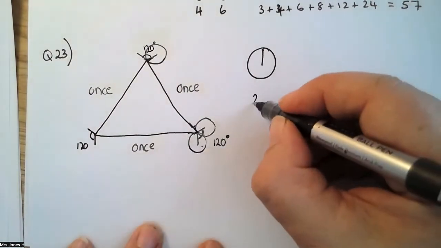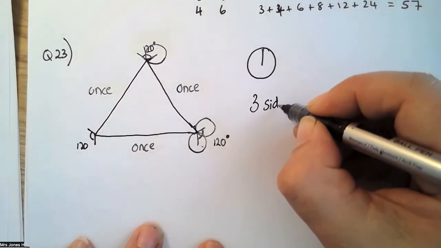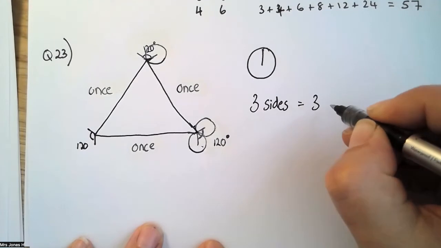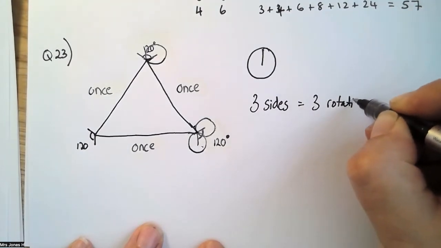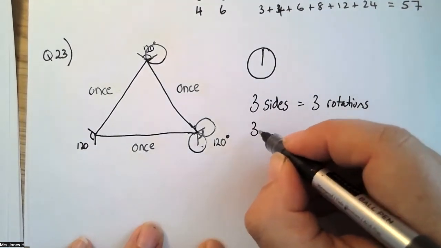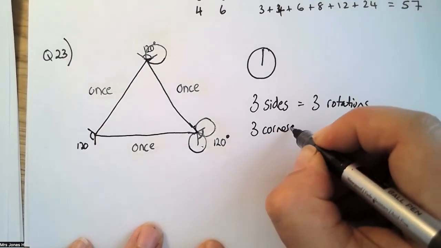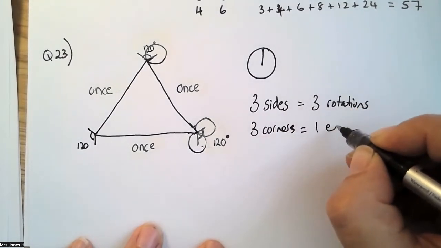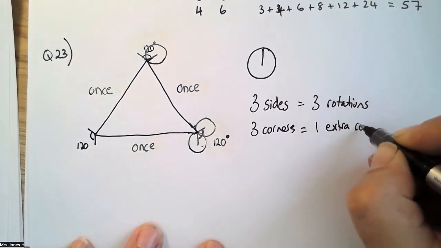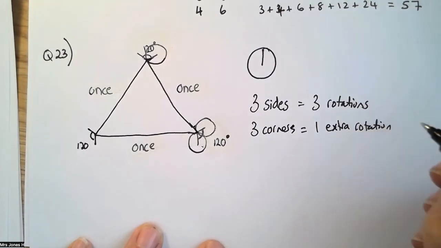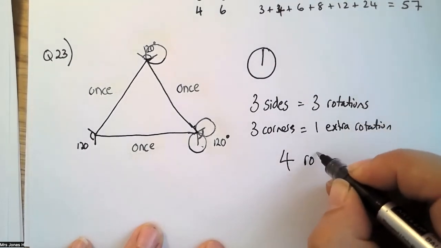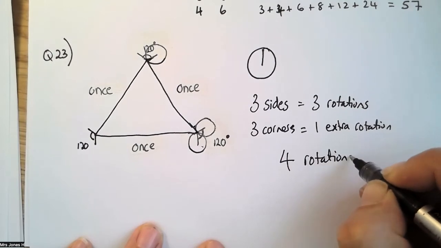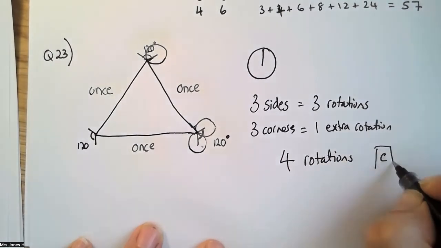So you actually have the 3 sides equals 3 rotations. And then the 3 corners equals 1 extra rotation. So therefore you have 4 rotations altogether, and therefore the answer is C.